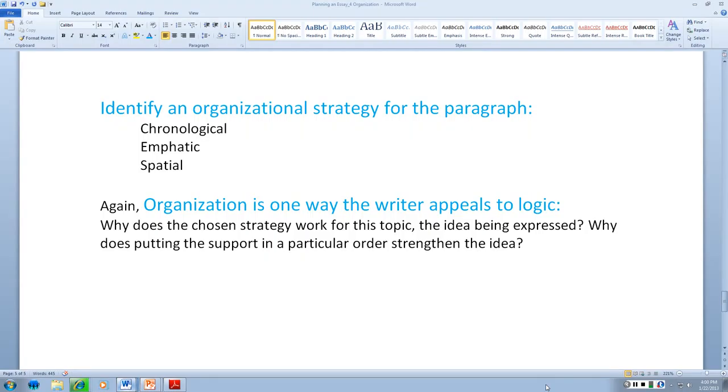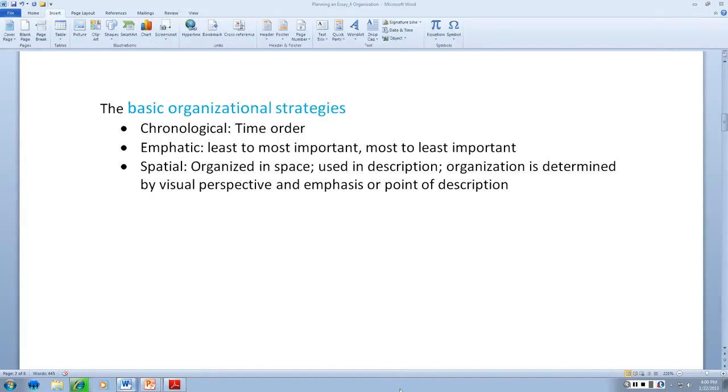It is a way that the writer appeals to logic, that is, organization. You should know why you're choosing this strategy for this topic. How does this order, chronology, emphasis, or spatial arrangement help to strengthen the idea? So organization is our next step.